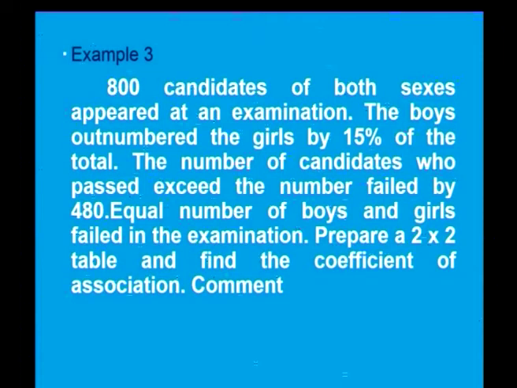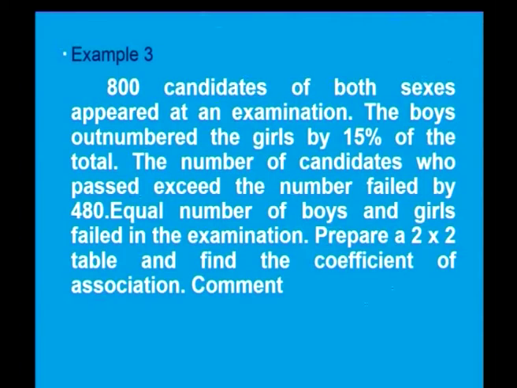The next example is about preparing a 2 cross 2 table. 800 candidates of both sexes appeared at an examination. See here, in each problem, describing the attribute is very important. You have to describe the attributes A and B carefully, then only can we take its complements alpha and beta. So, 800 candidates of both sexes appeared at an examination. Okay. So, the gender can be taken as one attribute A, and passing the examination, we are going to talk about passing the examination. So, appearance and passing the examination can be taken as another attribute B.